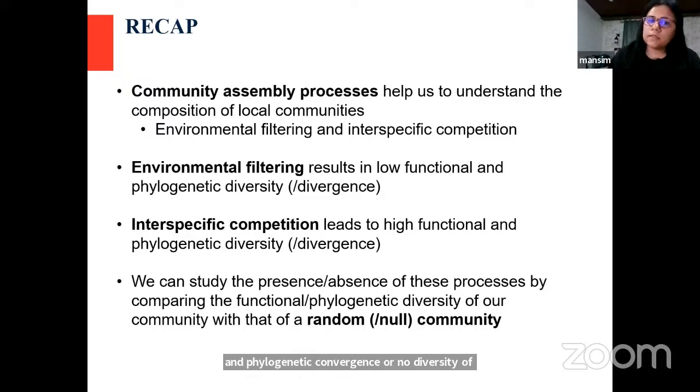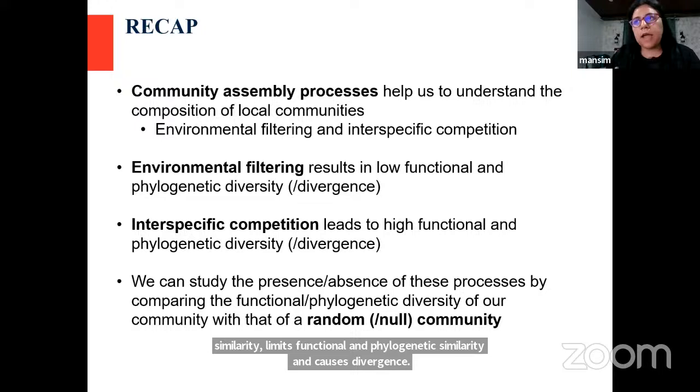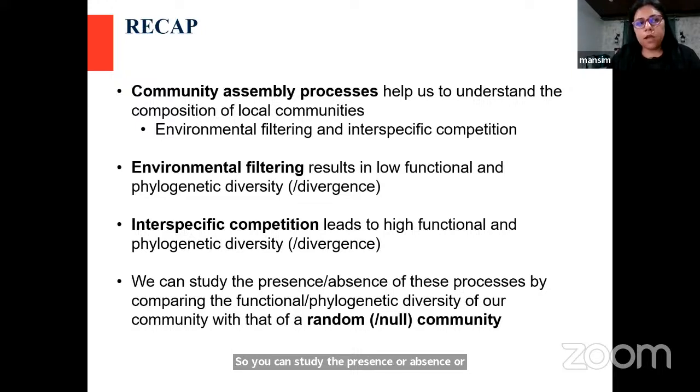Interspecific competition, on the other hand, leads to an opposing pattern. That is, it tries to limit their similarity, limits functional and phylogenetic similarity, and causes divergence. So you can study the presence or absence or even the relative dominance of one of these processes by studying the functional and phylogenetic structure. So if you have environmental filtering dominating, then you will have functional and phylogenetic convergence. And if you have, vice versa, right? So this is the background, okay?